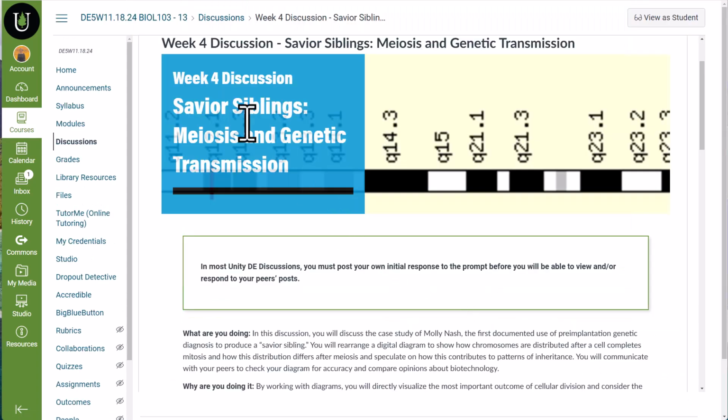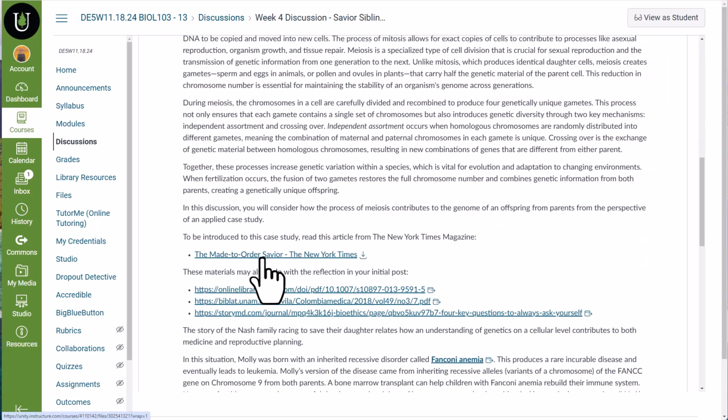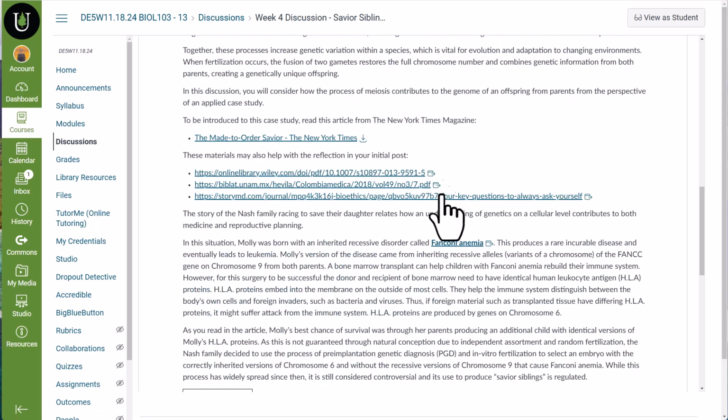The first thing you'll be looking at this week is a discussion. It has you go to this made-to-order New York Times story. This is a case study where we're looking at a particular disease called Fanconi anemia, which is an inherited disorder. It is incurable. It'll eventually lead to leukemia. In order to treat this, they will need to do a bone marrow transplant. But the bone marrow transplant needs to be a match. If it's not, then we have other issues where we have a rejection of it, and that can cause a lot of other health issues.